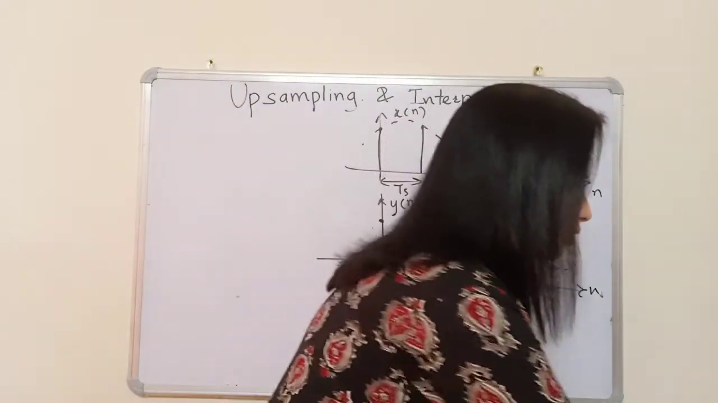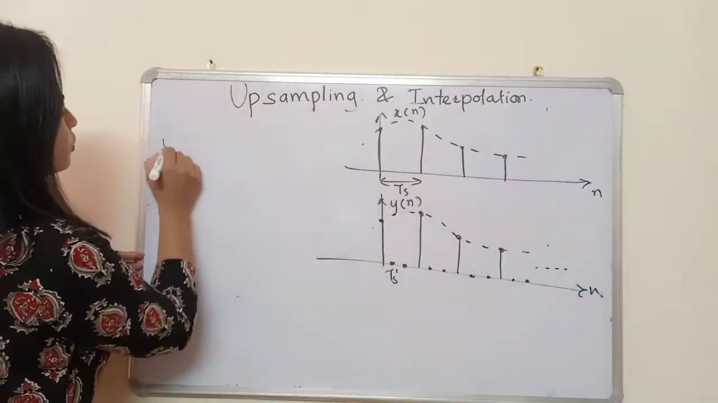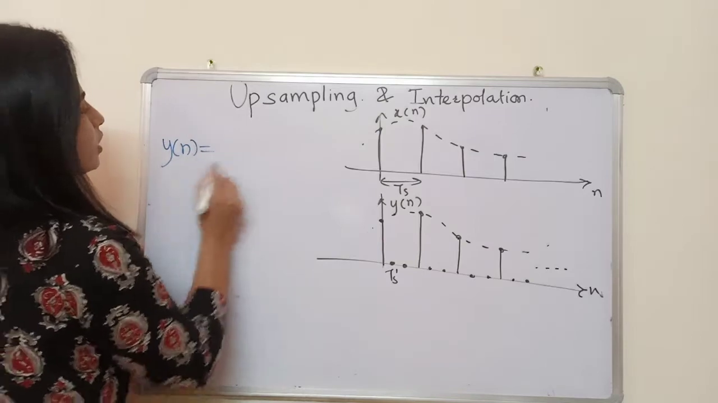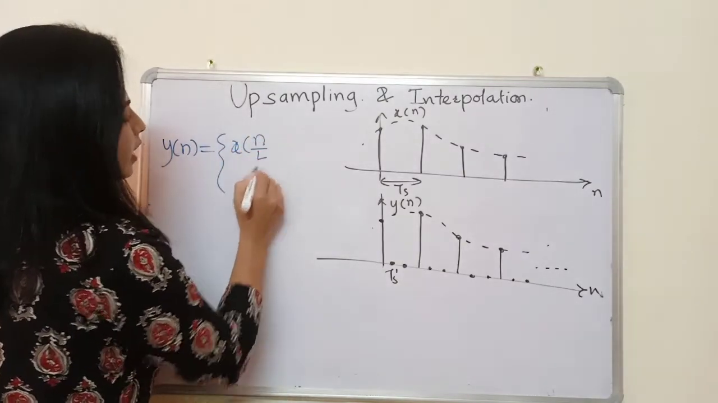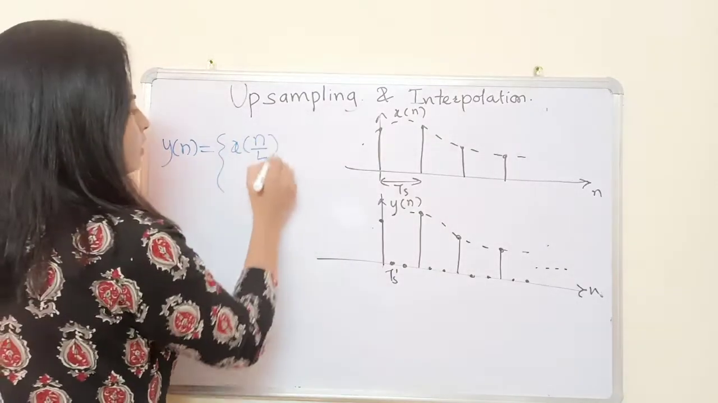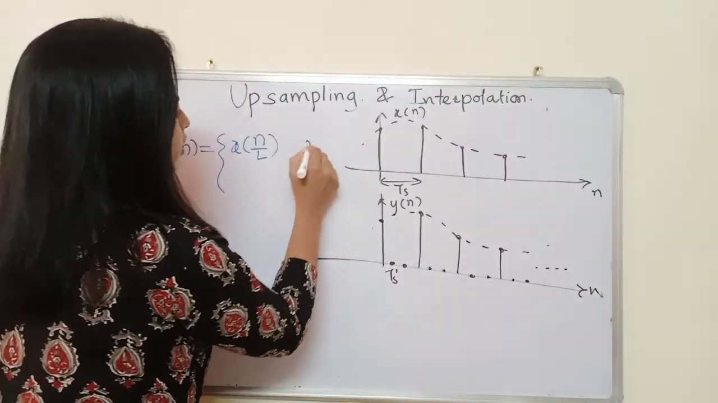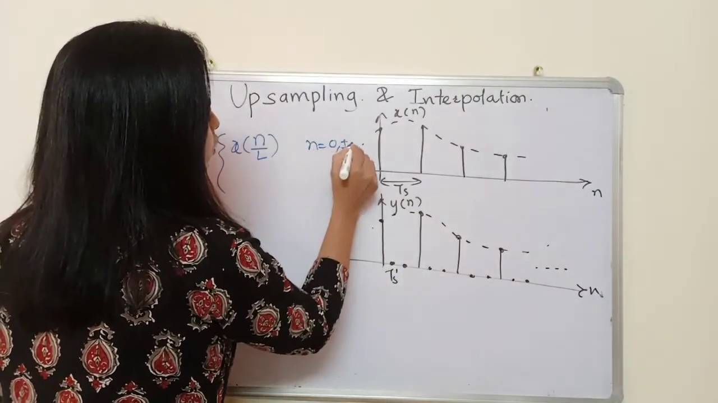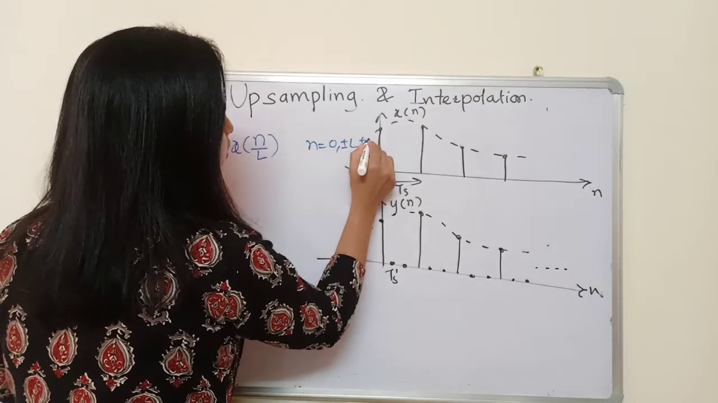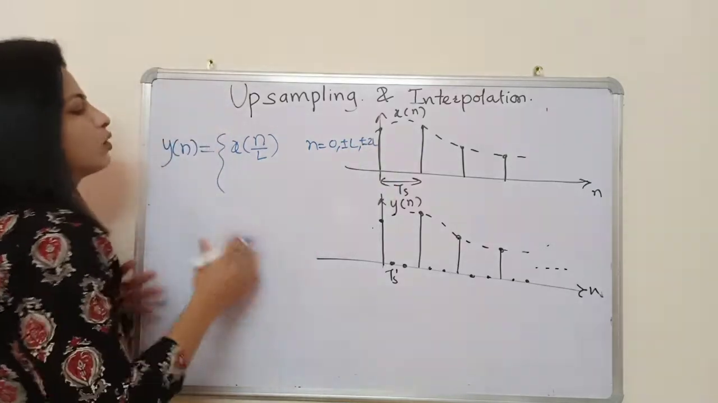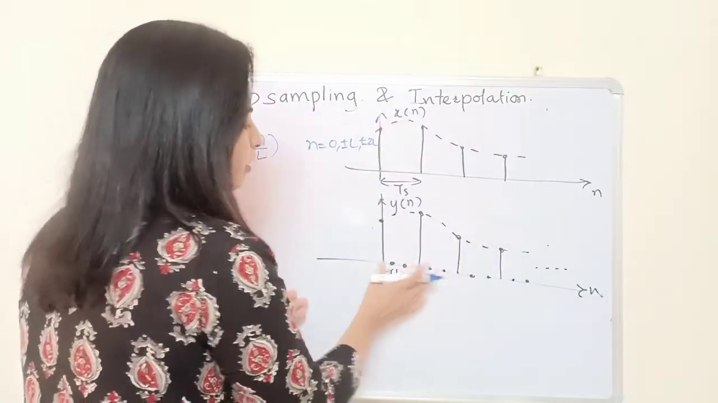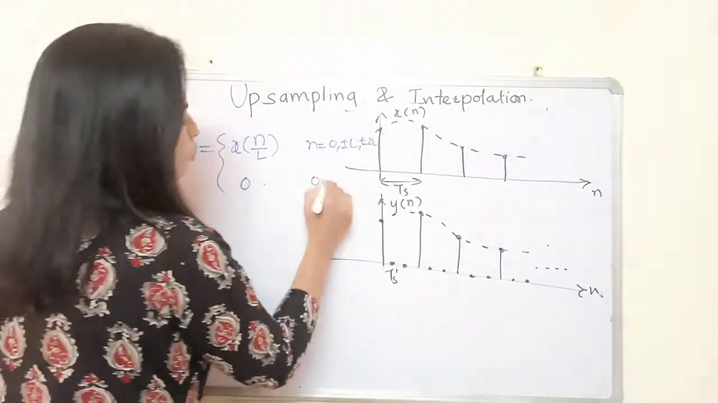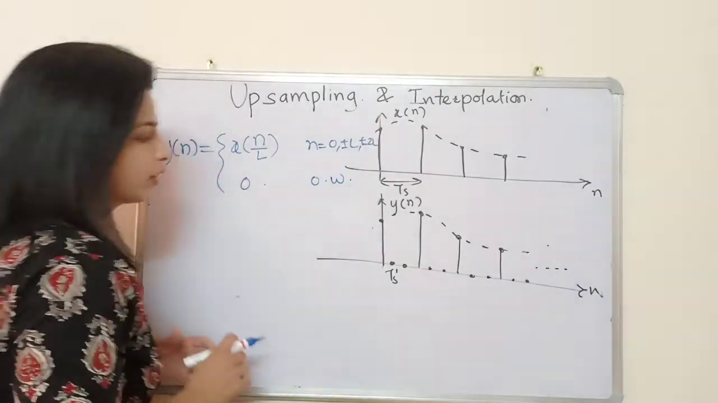So y of n can be expressed in terms of x of n as x of n by L, as we are expanding the signal, where n is equal to 0, plus minus L, plus minus 2L. So at multiples of L, we have the original samples, and otherwise we have zeros. So it can be written like this.